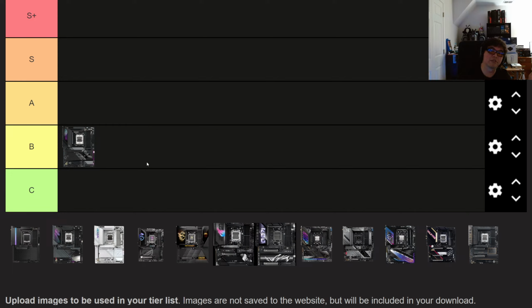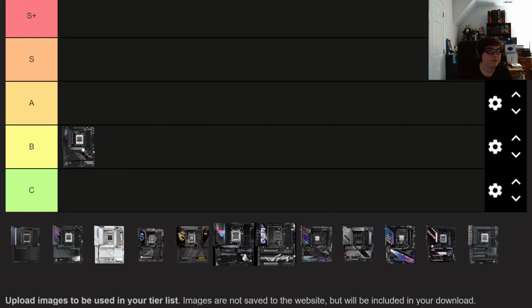Like last generation, there were motherboards that were actually in the C tier. This time around, at least with the ones that are launching, none of them are actually that bad. Most of them are actually pretty decent. In fact, I would say this is an okay motherboard. Like if you don't really want to spend too much money on a motherboard and the Gigabyte Aorus Elite is available in your market locally, then it's not terrible.